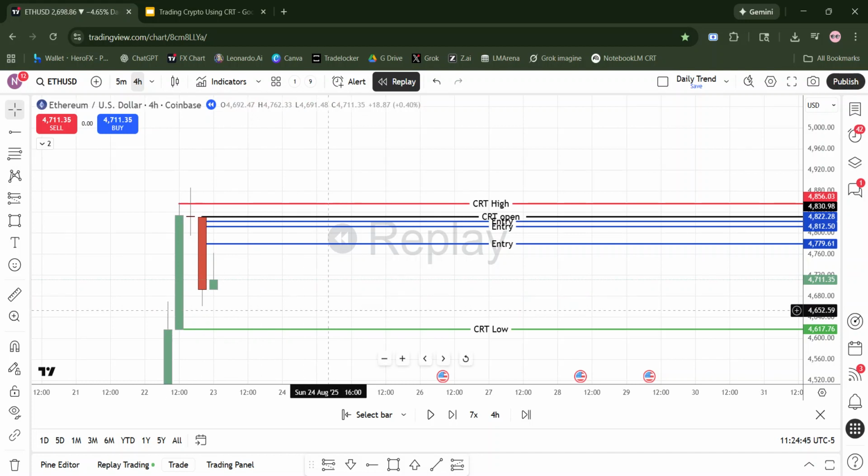But the chart's going to be your best teacher. So you got to look for what you want to see, build a screenshot library, go from there.